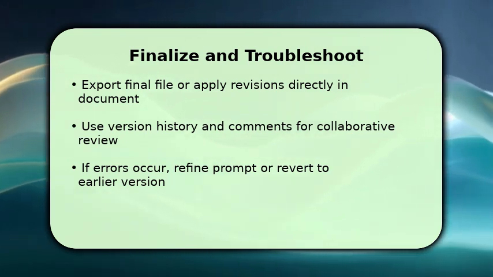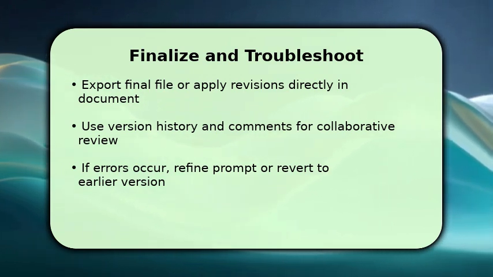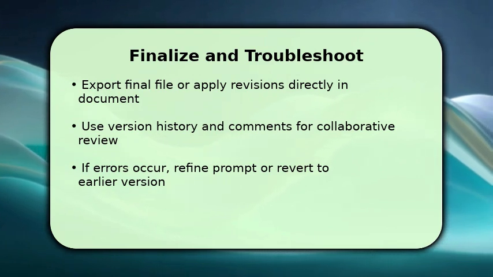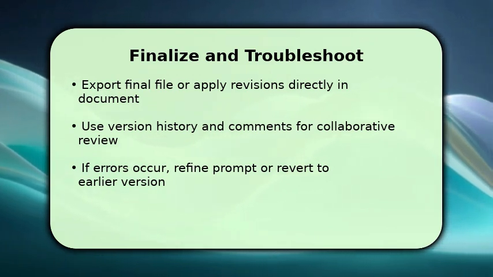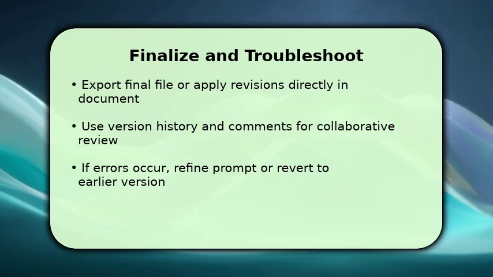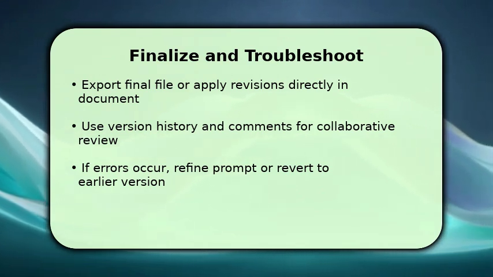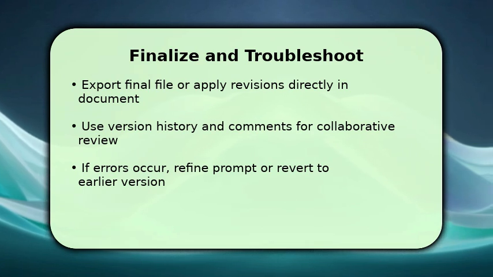Once done, use version history and comment threads for collaborative review so teammates can approve or suggest tweaks. If Gemini introduces wrong facts or odd phrasing, the fastest fix is refining your prompt with explicit constraints or reverting to a prior version and retrying. This keeps progress safe and ensures edits remain accurate. One troubleshooting tip: clear ambiguous instructions to reduce hallucinations.